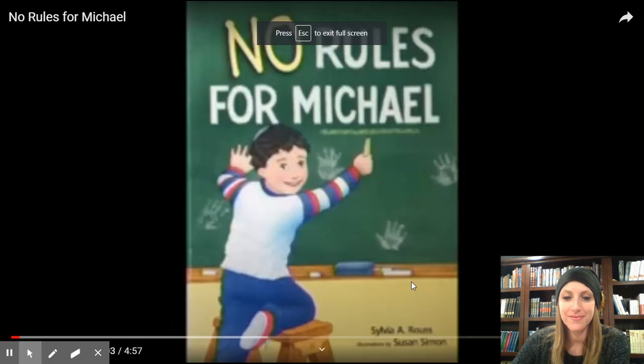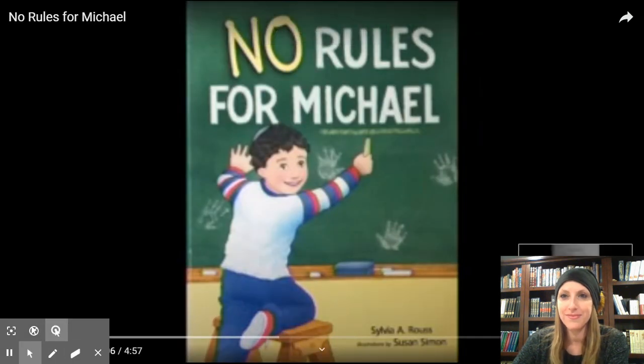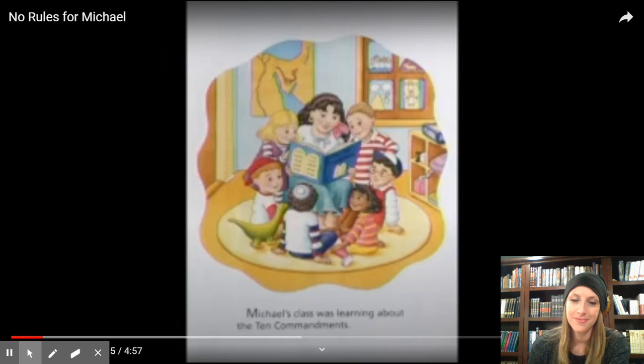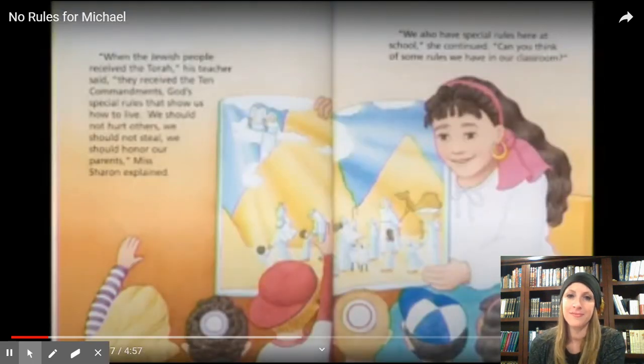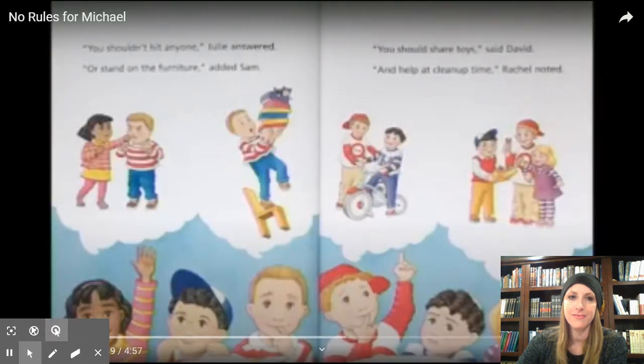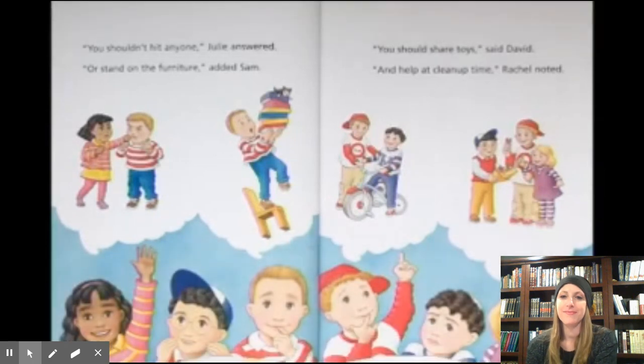No Rules for Michael by Sylvia A. Rouse, illustrated by Susan Simon. Michael's class was learning about the 10 Commandments. When the Jewish people received the Torah, his teacher said, they received the 10 Commandments, God's special rules that show us how to live. We should not hurt others, we should not steal, and we should honor our parents, Miss Sharon explained. We also have special rules here at school, she continued. Can you think of some rules we have in our classroom? You shouldn't hit anyone, Julie answered. Or stand on the furniture.